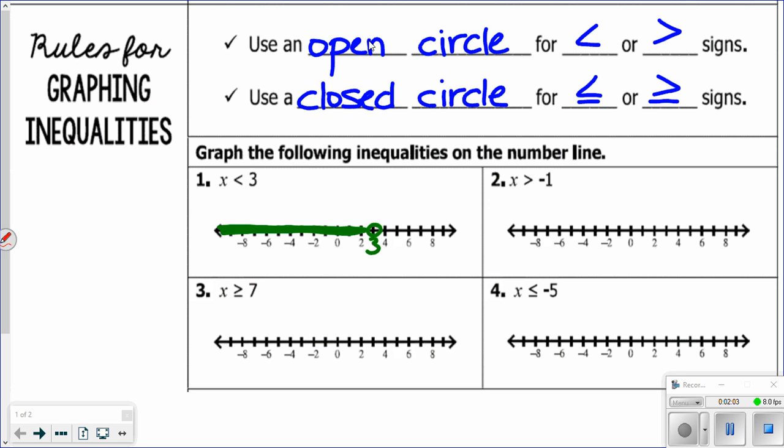Number 2, this says x is greater than -1. So I need a circle at -1, and we are going to leave it open because of our sign here. And we need all x values greater than -1. All numbers greater than -1. So all of these numbers to the right, so shade to the right. Make it obvious or clear which way you're shading, please. Go ahead and pause the video and try questions 3 and 4.